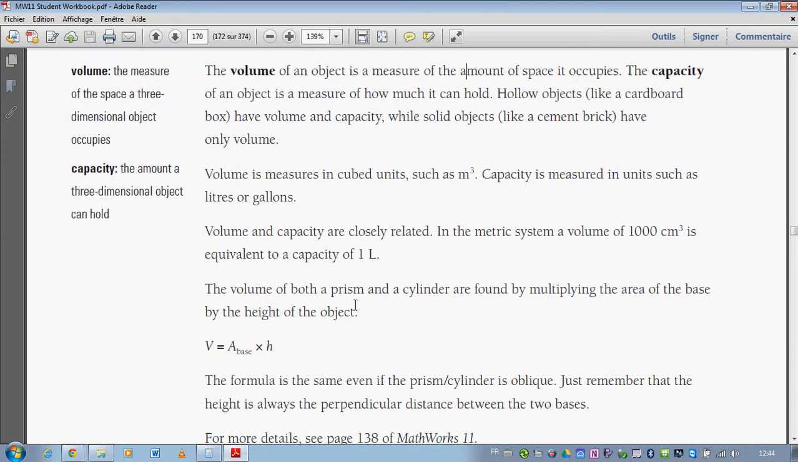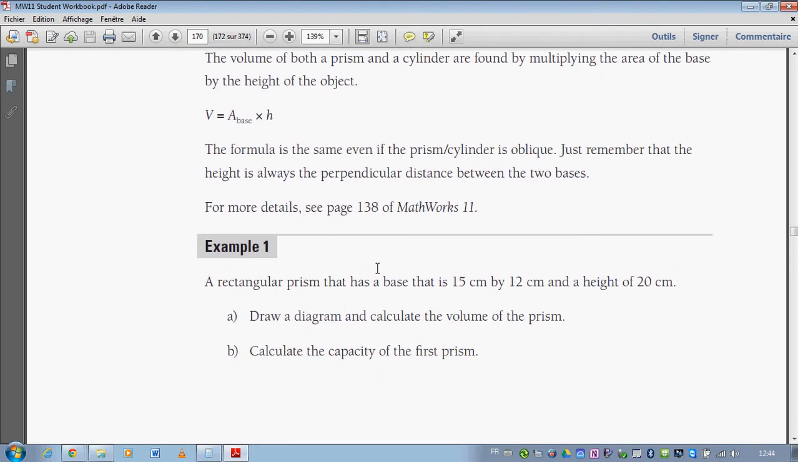Okay, so getting right to it, a rectangular prism that has a base that is 15 centimeters by 12 centimeters and a height of 20 centimeters, and it's asking you to figure out the volume of the prism.